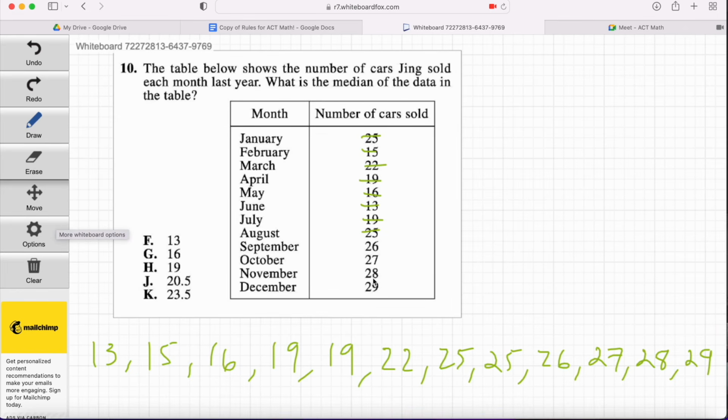I think we've got all of them. Do we have all 12 values? Can you double check and make sure we've got 12 values? 1, 2, 3, 4, 5, 6, 7, 8, 10, 11, 12. Yep. We've got 12 on our list.